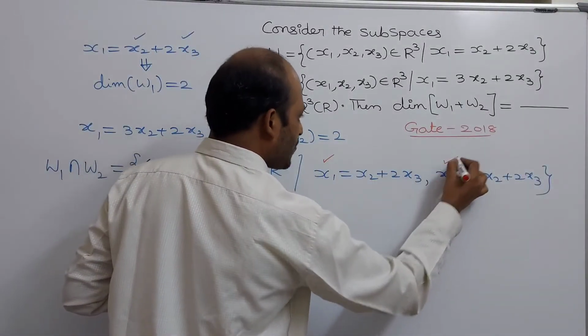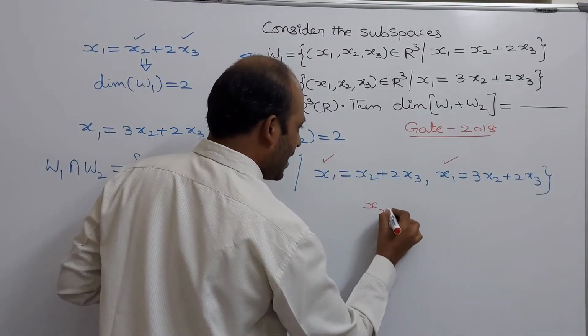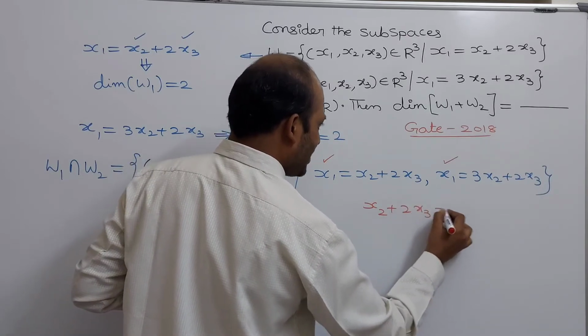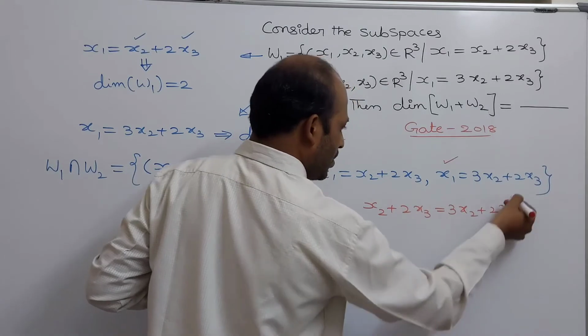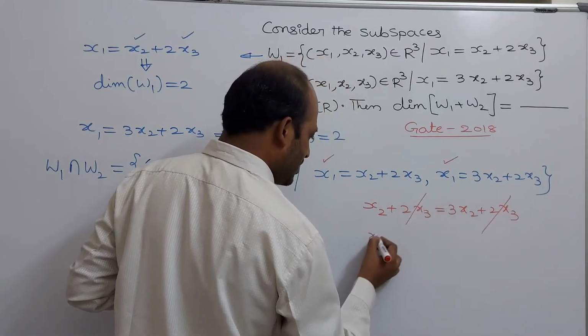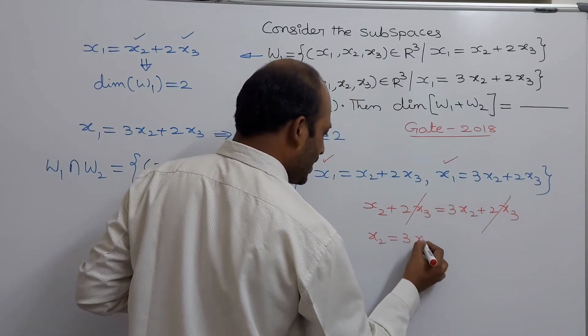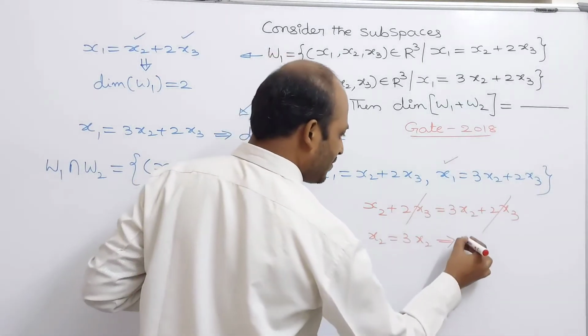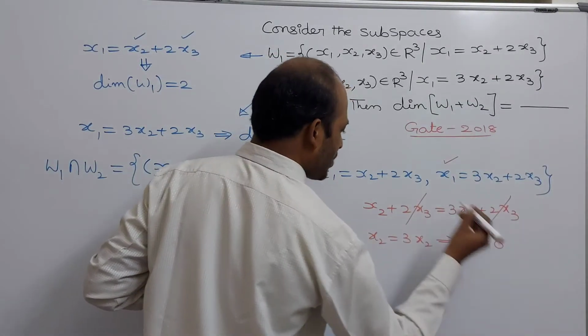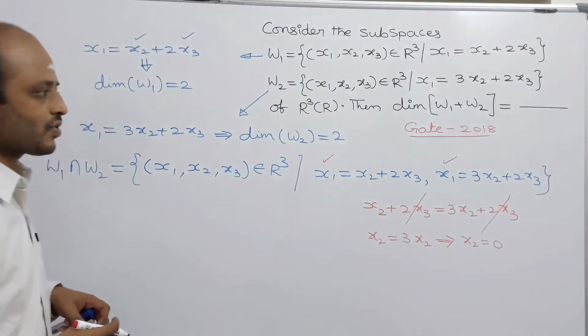x1 here, x1 here. So calculate this. x2 + 2x3 = 3x2 + 2x3. 2x3 gets cancelled on both sides. x2 = 3x2. This gives a result of x2 = 0.